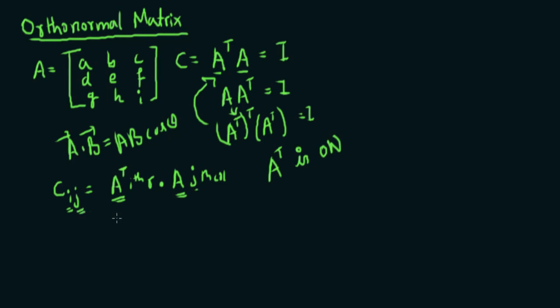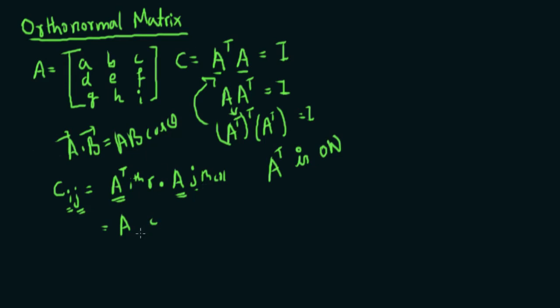Okay. Now, do you know that A transpose's ith row is the same as A's ith column? Because while transposing, we just make the rows columns and columns rows, right? So if you just see this, I can write it as A's ith column, right? Sorry, ith column. Let me just correct it here because this is really silly.